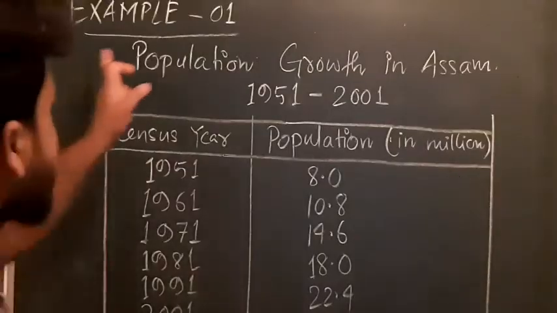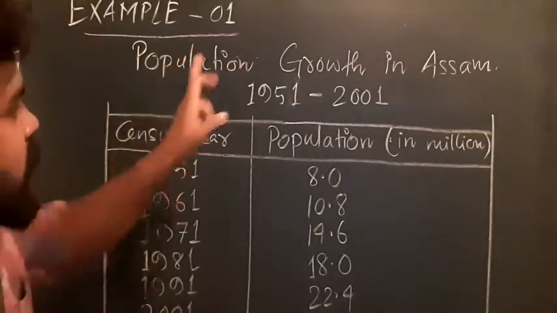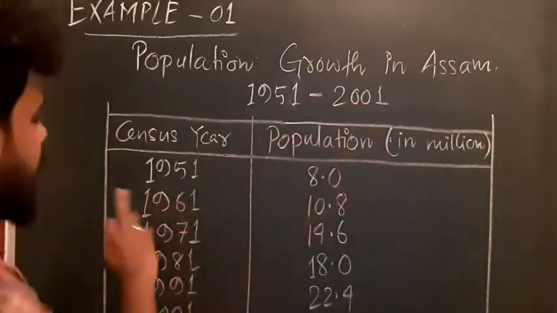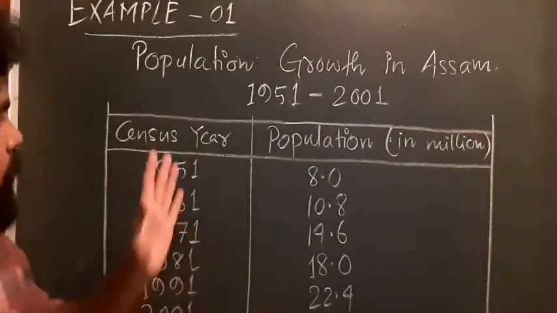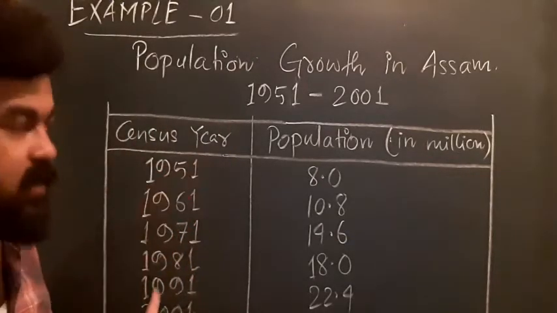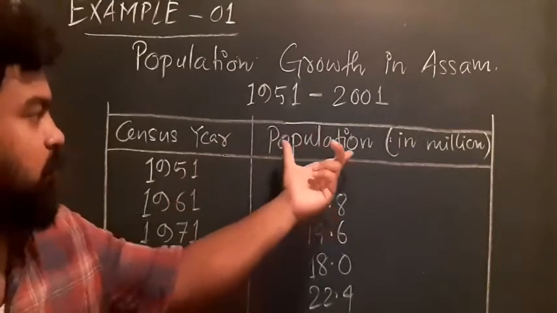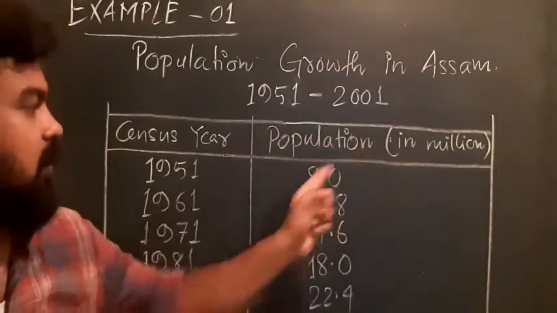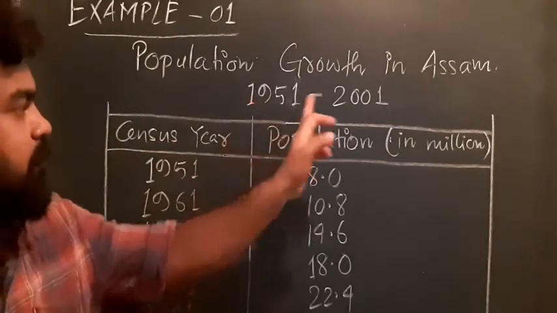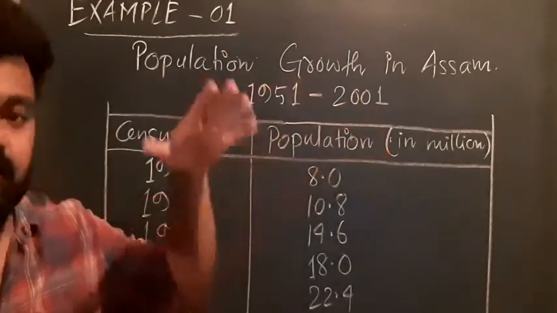Okay, this is example one: population growth in Assam, 1951 to 2001. That means this table is showing what? On one side, the population year, that is the census year. On the other side, the population in million. From which year to which year? 1951 to 2001. That means after independence.